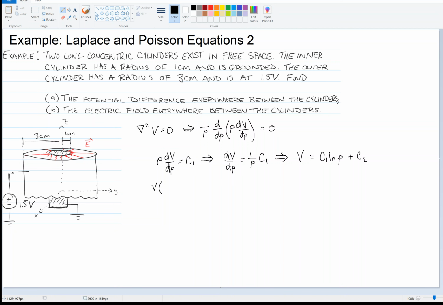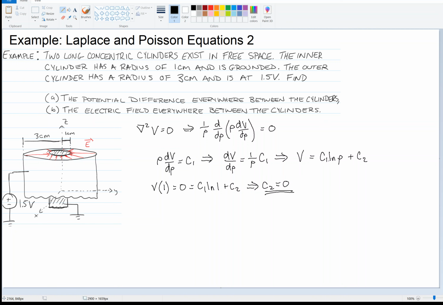So this is a function of rho, and if I put in 1 for rho, and I'll keep in mind that rho is in centimeters, I should get 0 volts, right? Because that inner cylinder is held at ground. So C1 times the natural log of 1 plus C2 is equal to 0. The natural log of 1 is 0, and so this implies that C2 is also equal to 0.